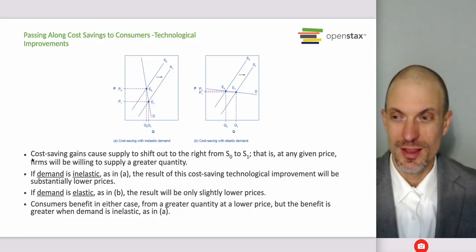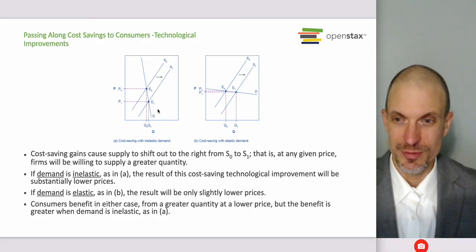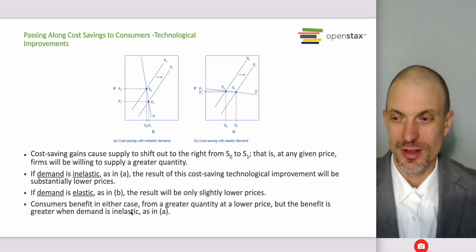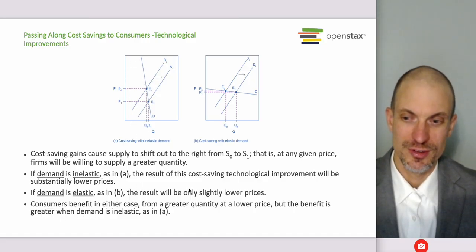So the takeaway, cost savings gains will cause supply to shift to the right. So at any given price, firms are willing to supply a greater quantity. If demand is inelastic, the result of the cost-saving technological improvement will be substantially lower prices. If demand is elastic, the result will be only slightly lower prices. Customers benefit in either case, either from a far greater quantity at a lower price, but the benefit is greater when demand is inelastic because they get a lower price.